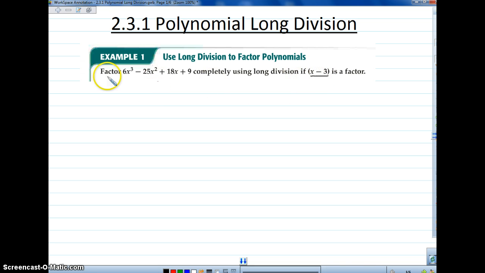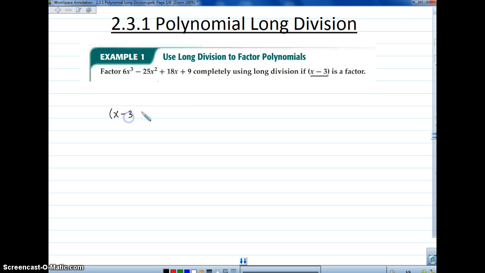So the problems that you're going to be seeing, they're going to give you a polynomial and they're going to tell you one of the factors. So we know that x minus 3 is a factor. Knowing that, if we divide the x minus 3 out and figure out what remains, we can then use that to factor it further. So we're going to start with x minus 3. That's going to be our divisor.